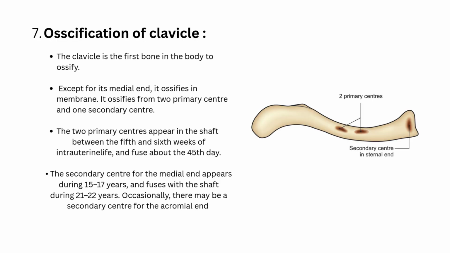Ossification of clavicle. The clavicle is the first bone in the body to ossify. Except for its medial end, it ossifies in membrane. It ossifies from 2 primary centers and 1 secondary center. The 2 primary centers appear in the shaft between the 5th and 6th weeks of intrauterine life, and fuse about the 45th day. The secondary center for the medial end appears during 15 to 17 years, and fuses with the shaft during 21 to 22 years. Occasionally, there may be a secondary center for the acromial end.